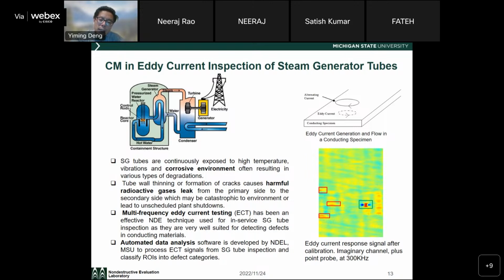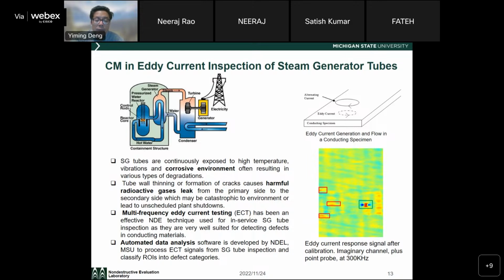Some background about the data we're getting here. This is the eddy current inspection of steam generator tubes for nuclear power plants. And from this figure, you can tell where the steam generator tubes are and why this is a critical NDE problem, because its working environment is high moisture, high temperature, high pressure. And for a nuclear power plant, you also have to deal with the radiation, right, which will degrade the materials faster.